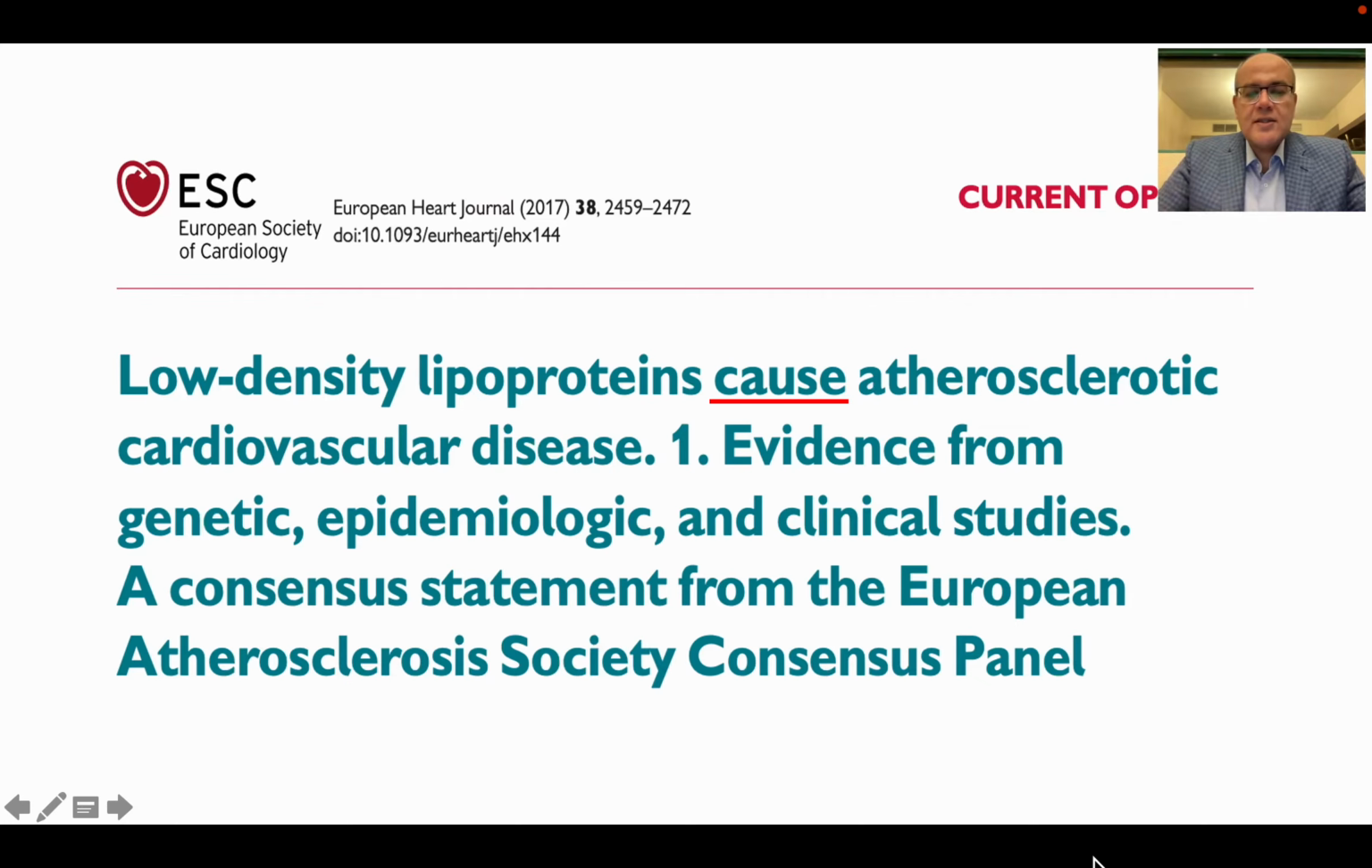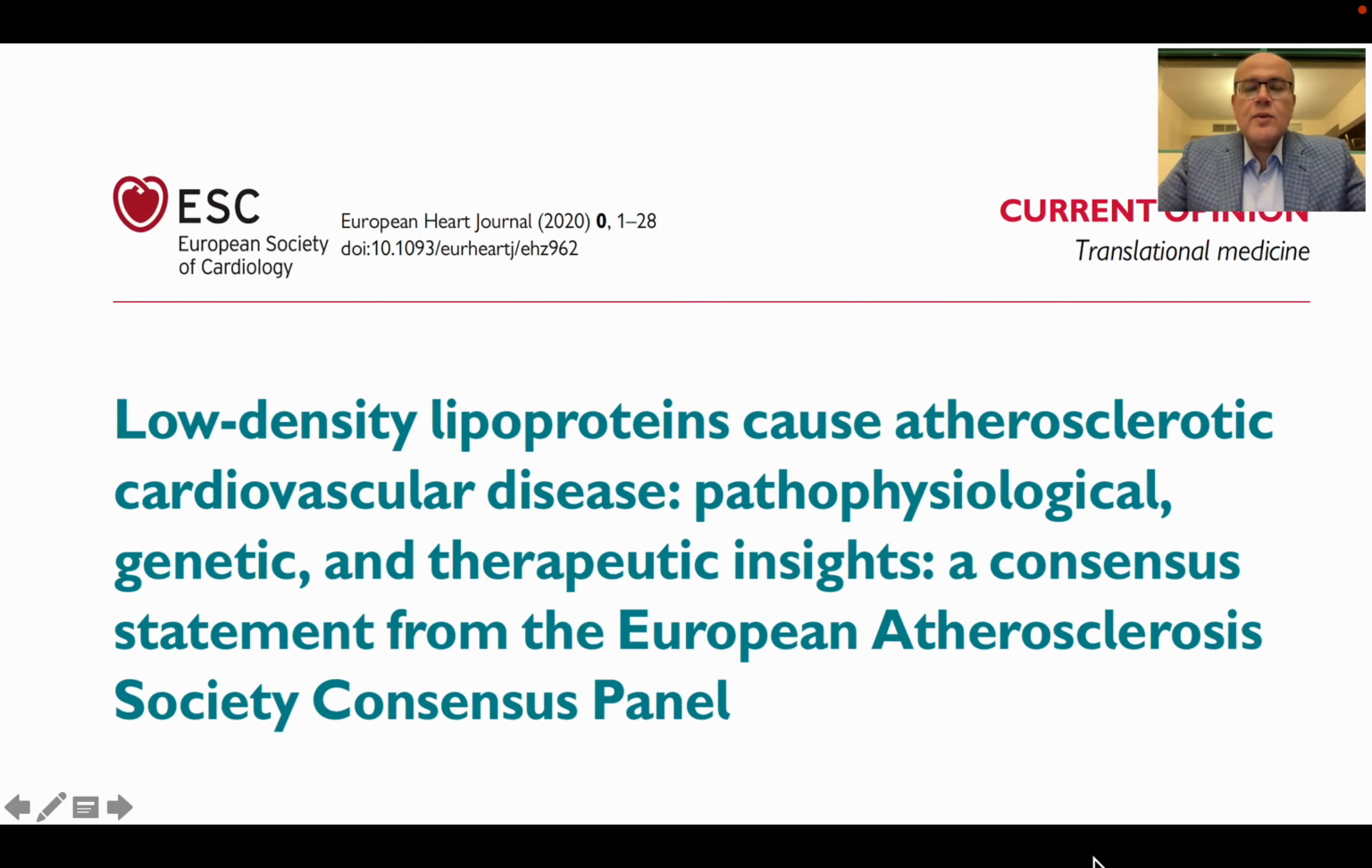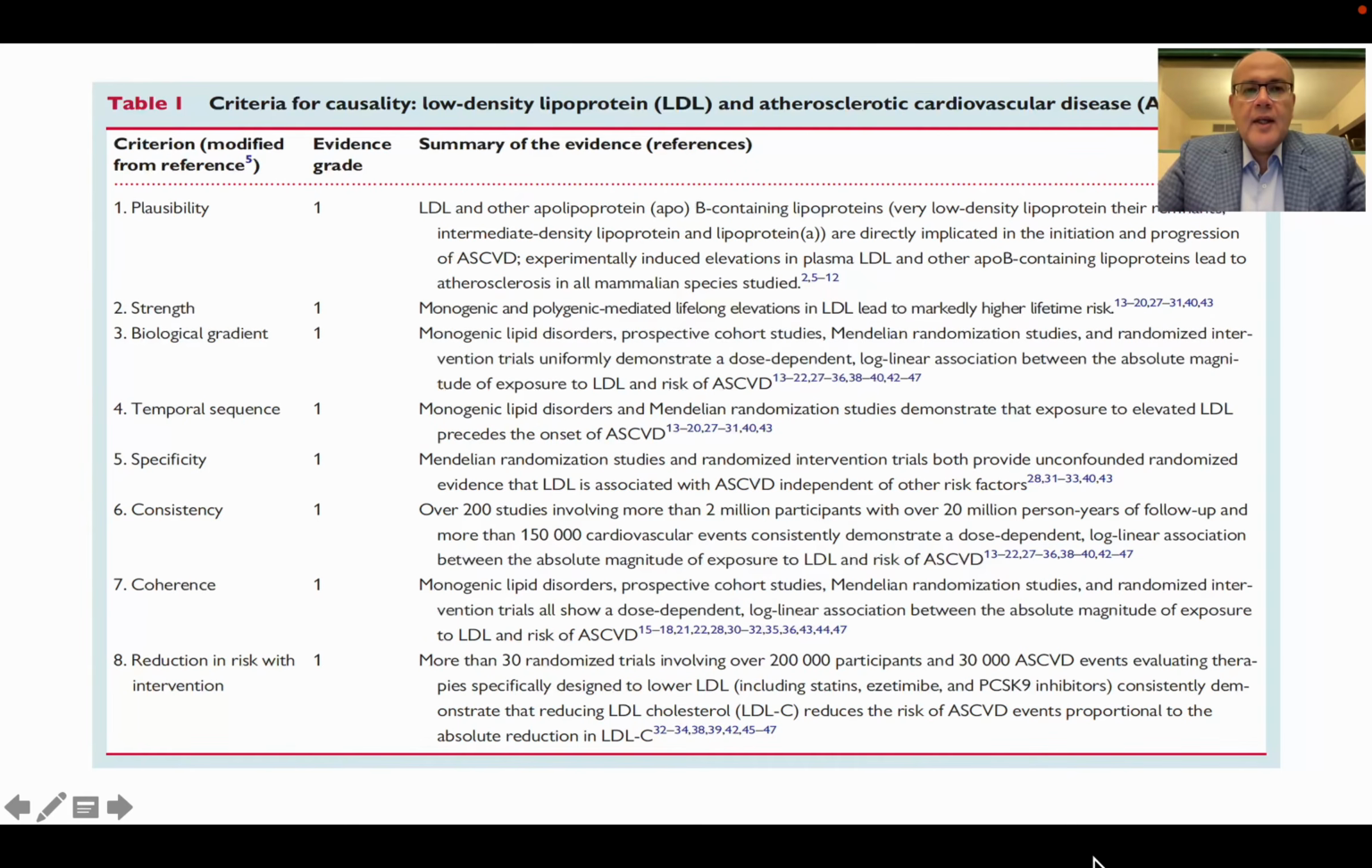trials. This was a consensus document, and the same document was reiterated in 2020, but it was forgotten in the times of COVID, again stressing why LDL is a cause of atherosclerotic disease, looking at pathophysiologic, genetic, and therapeutic insights. And this is just part of the evidence that the European Society of Cardiology quotes, proving that LDL is a cause, not just a risk factor for atherosclerosis.